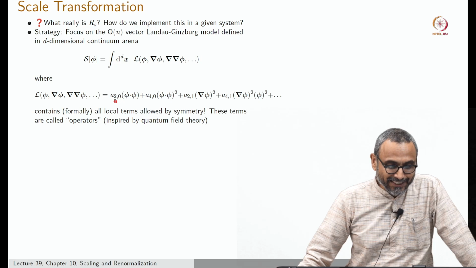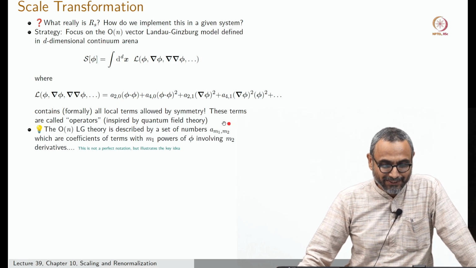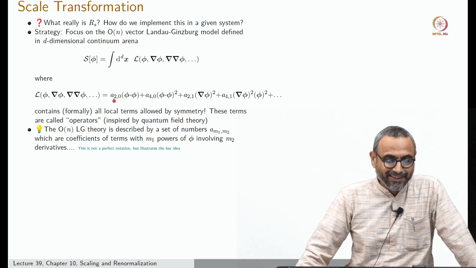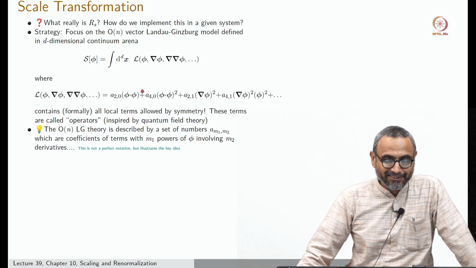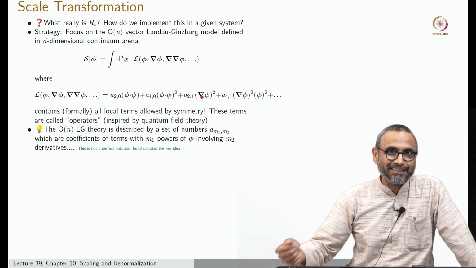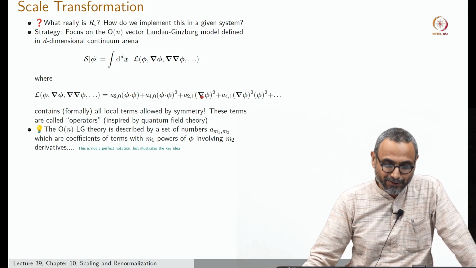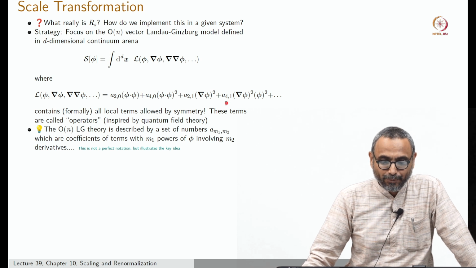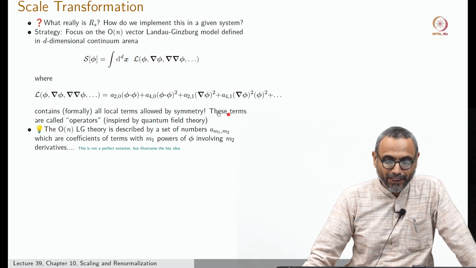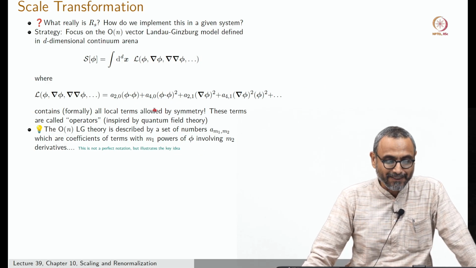A20. What is this 20? This is a notation that we have just invented. It's not an ideal notation, but okay, it's some notation. 2 means that there are 2 powers of phi, 0 means there are no gradients involved. So you see this will be A40 because there are 4 powers of phi and no gradients. This is 2 powers of phi and it involves one gradient, in the sense it's not the power of the gradient, it involves one gradient, and so on. So this will be A41 and so on. So you can just cook up some notation for this kind of coefficients.